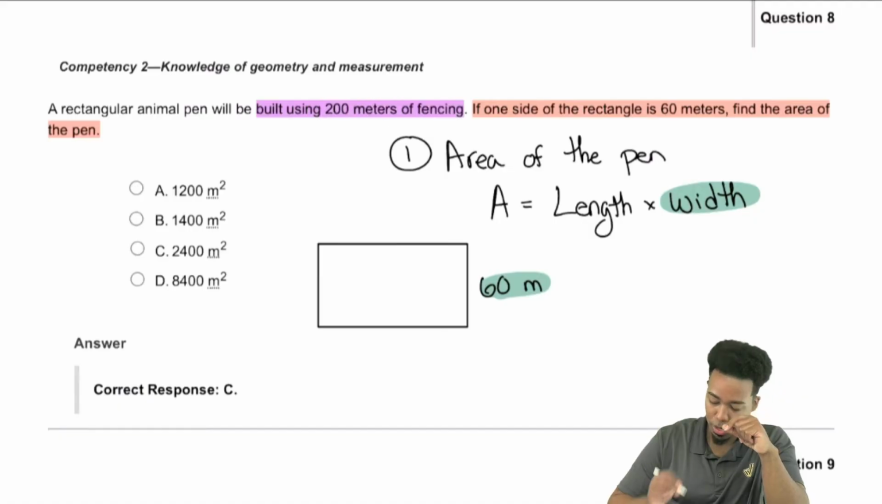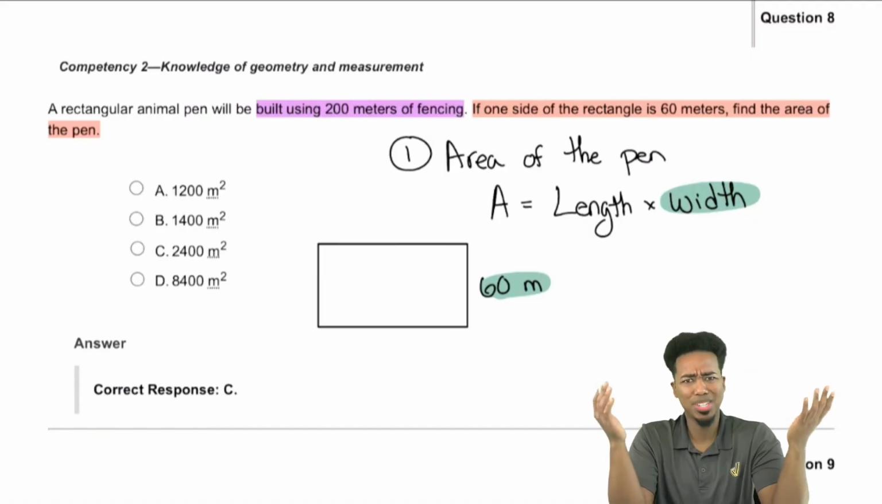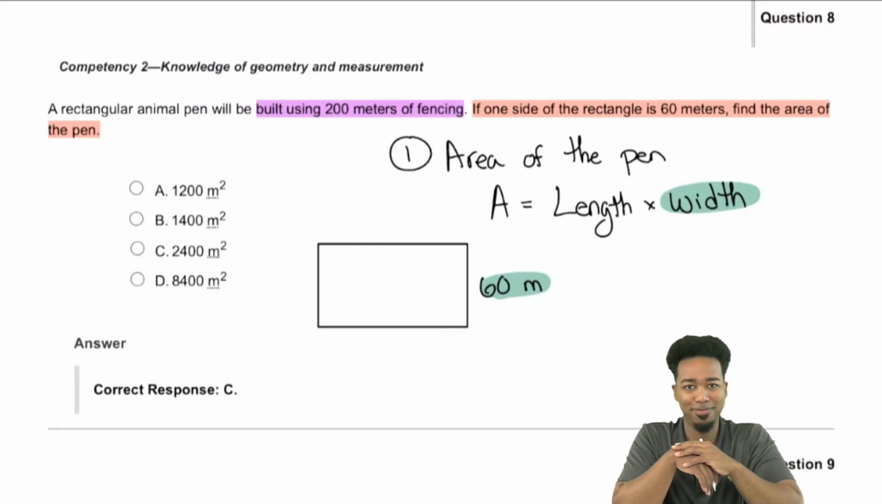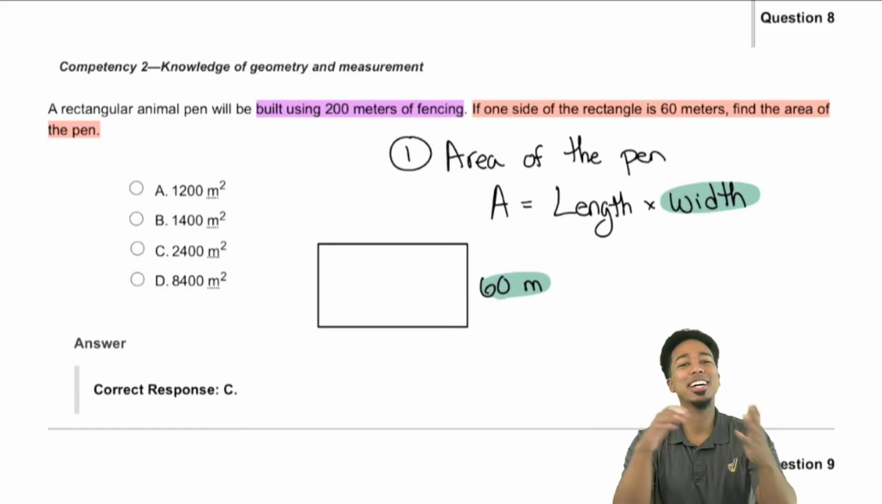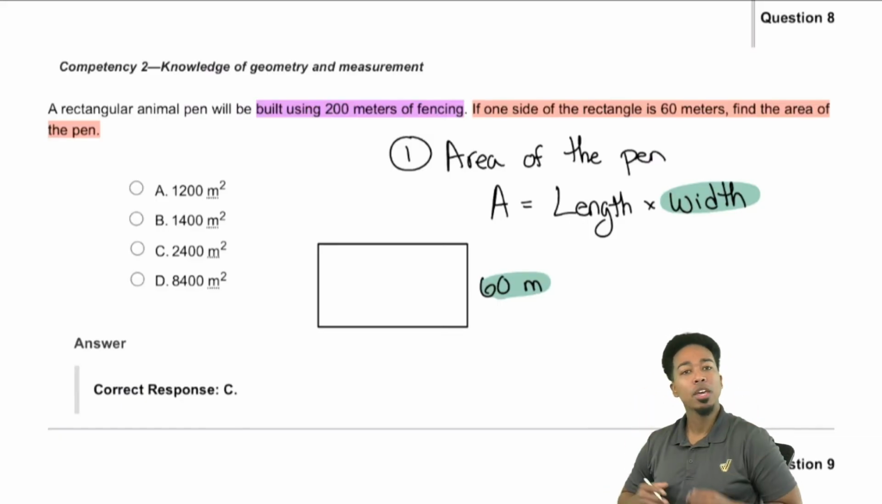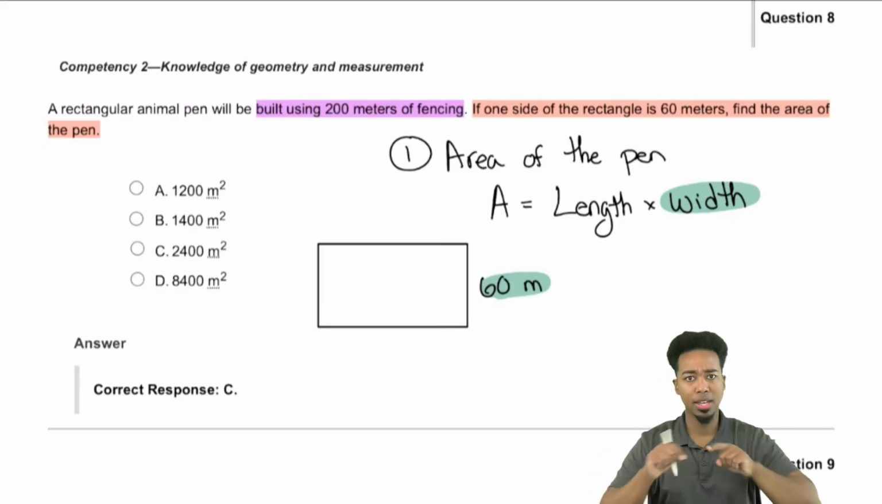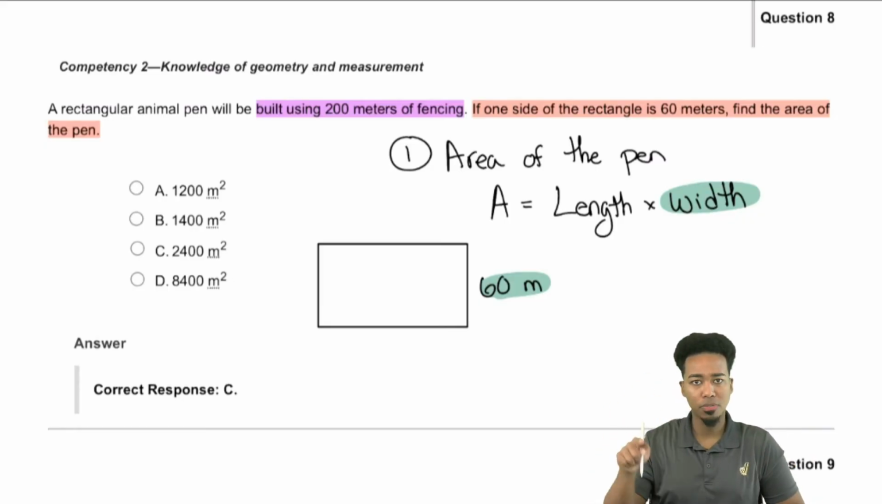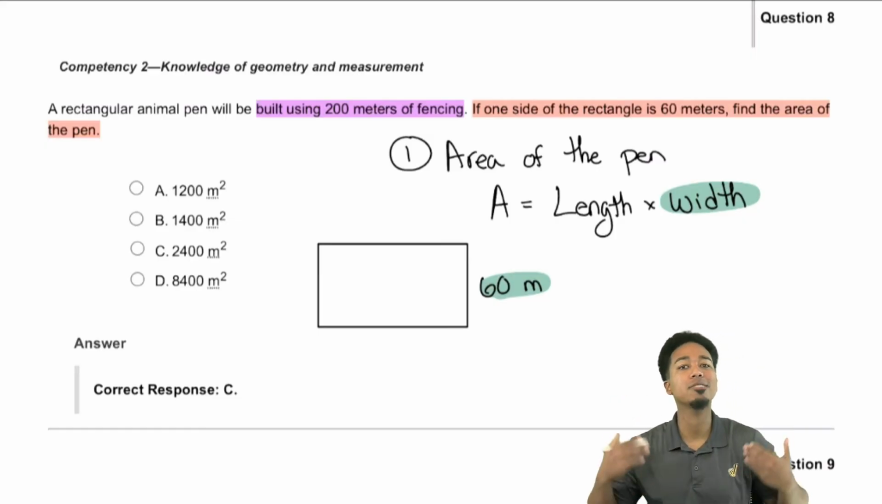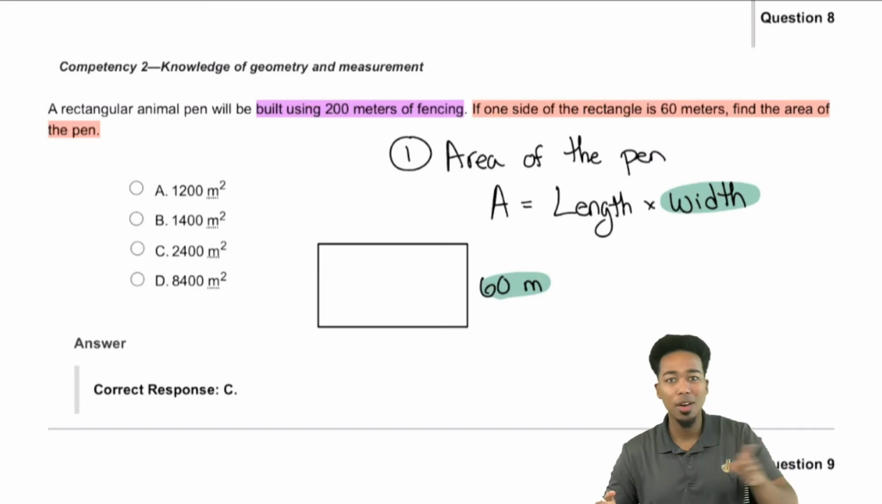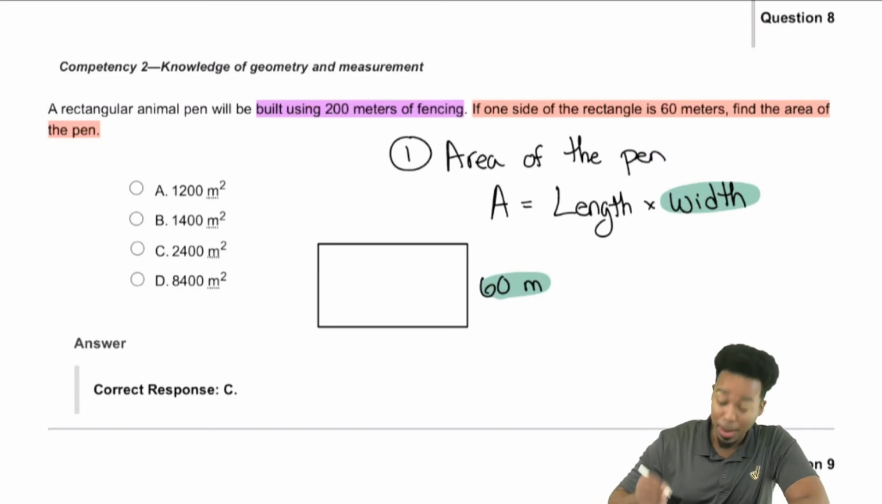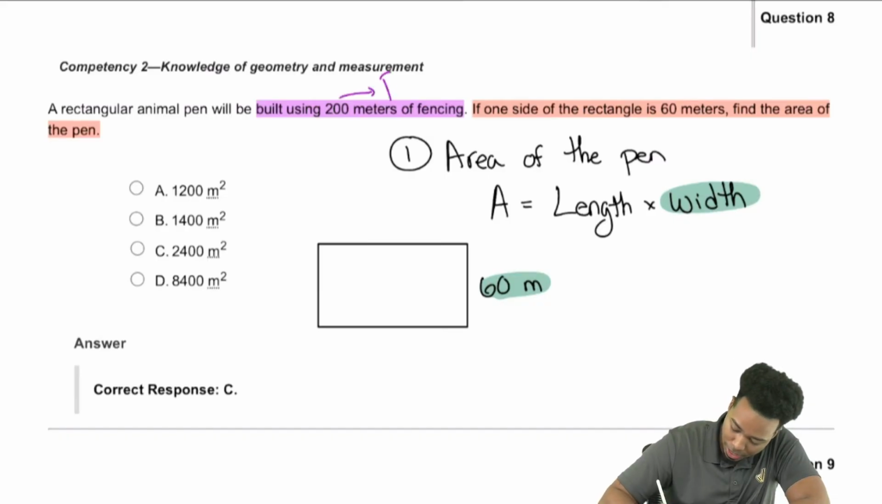Built using 200 meters of fencing. What does that mean? That's the perimeter, everybody. Because, my party people, think about it like this. If we're saying that we're building this rectangular pen with this much fencing, what am I outlining? The border. I'm outlining the border, and the border represents the perimeter, the distance around the object. And so this is a big hint because we are given, again, the perimeter.